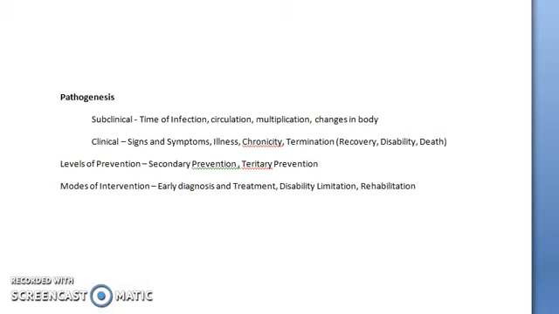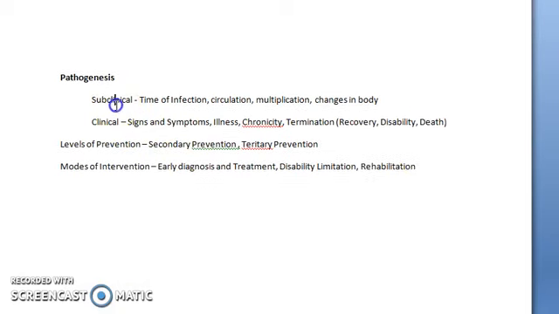Now coming to pathogenesis, in this you have two phases, subclinical and clinical. Subclinical is from the time of infection it starts, and this will go into circulation, it will multiply, and there will be changes in the body. Clinical stage is where you can see the signs and symptoms. There is an illness, there is a chronicity, and this can lead to termination by recovery, disability, or death. Please note here there is no treatment.